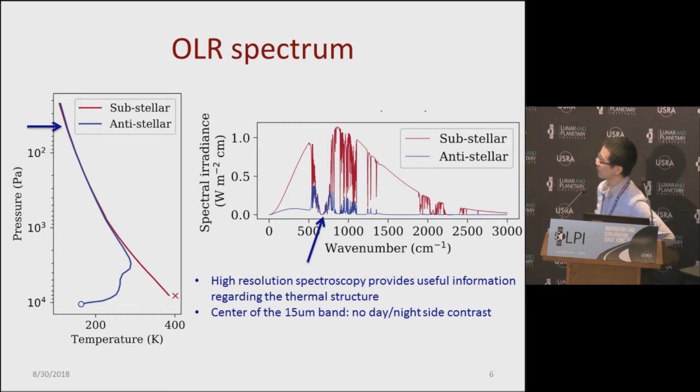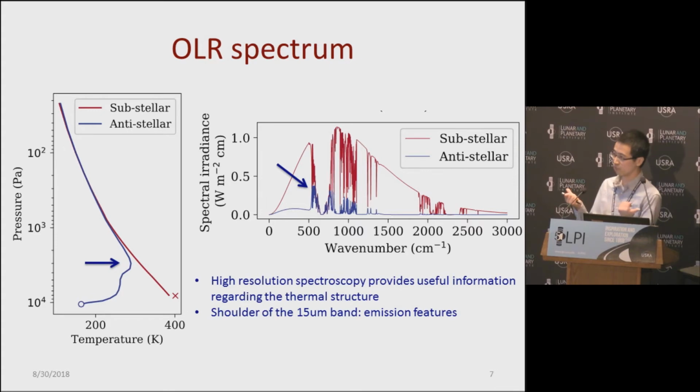For example, if we look at the center of the 15 micron CO2 band, since CO2 absorbs so strongly here, all emission comes from the upper atmosphere. So due to atmospheric dynamics, there's little temperature gradient there, and we see no contrast between day and night side emissions. They are basically identical. And if we move further towards the shoulder of the CO2 absorption band, we begin to see some emission features on the night side. That's because we are penetrating deeper into the warmer interior of the atmosphere, and this emission peak corresponds to this maximum thermal altitude.